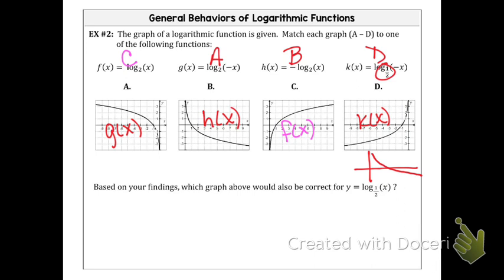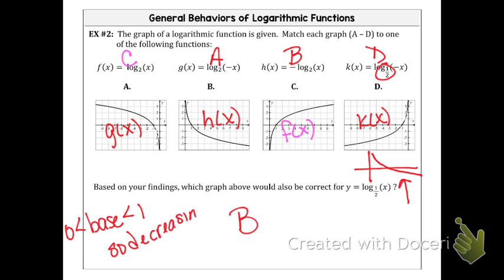All right, so based on your findings, which graph above would also be correct for y equals log base 1/2 of x? And so the log base 1/2 of x, that would also be graph B, because we just drew the 1/2 of x right there. So that would be graph B. Okay, and if you want to make note, your base is between 0 and 1, so it is decreasing. And that's why it's going to be graph B.